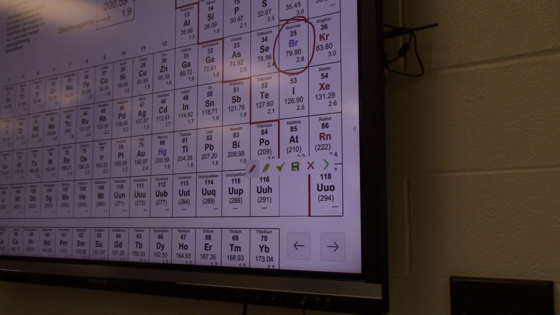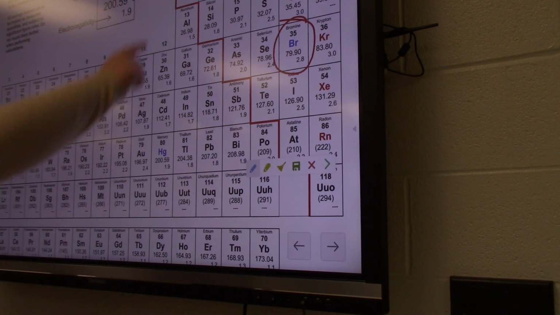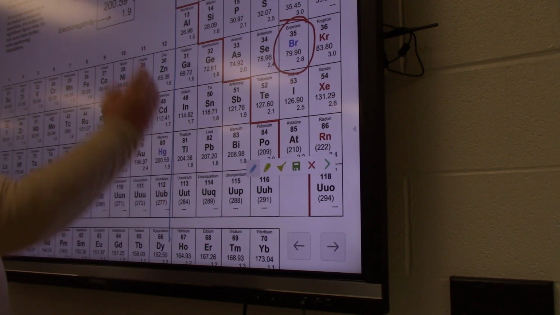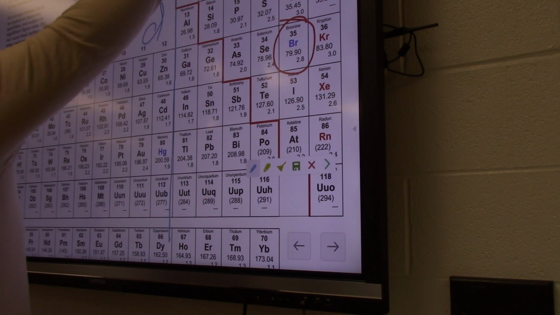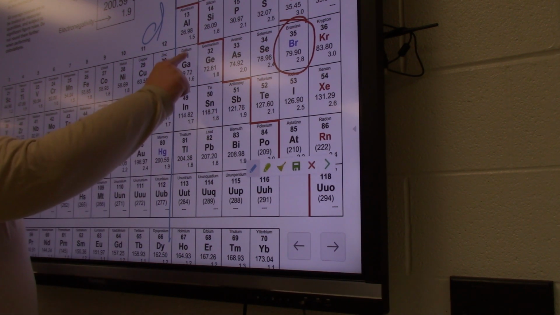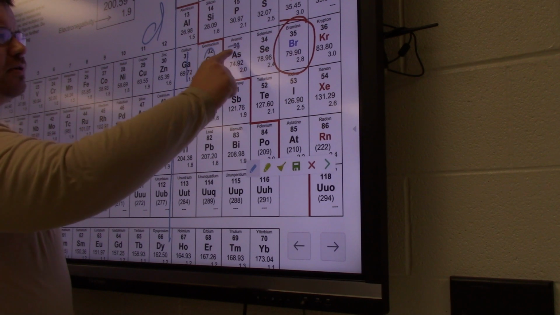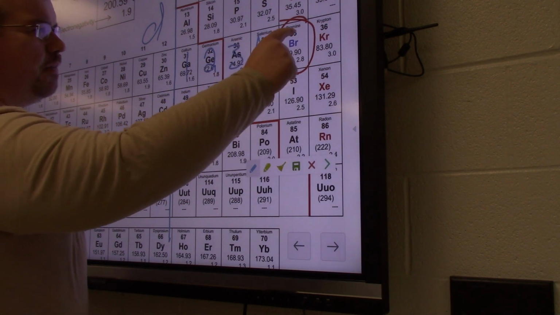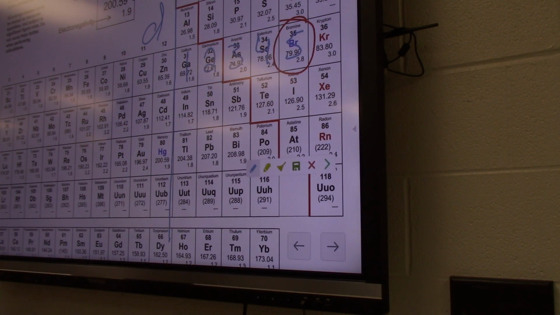Now, what we have to do is count. So remember, right here, column 13, this is where we shift from D to P. So now we're going into the P block. Count how many elements into the P block you are. That tells you how many electrons you have to show. So gallium is 1, germanium is 2, arsenic is 3, selenium is 4, and bromine is 5. I have 5 electrons to show, and that is it. We do not show any more.